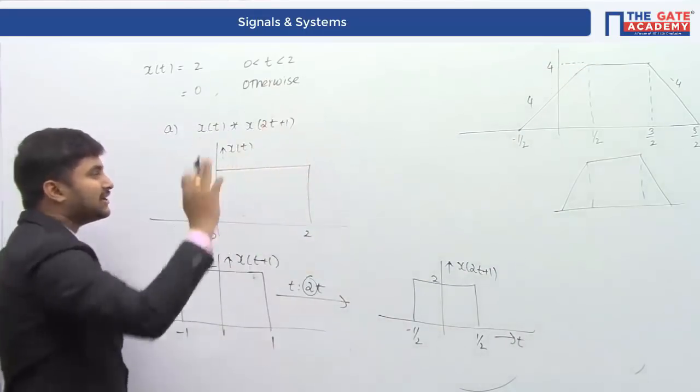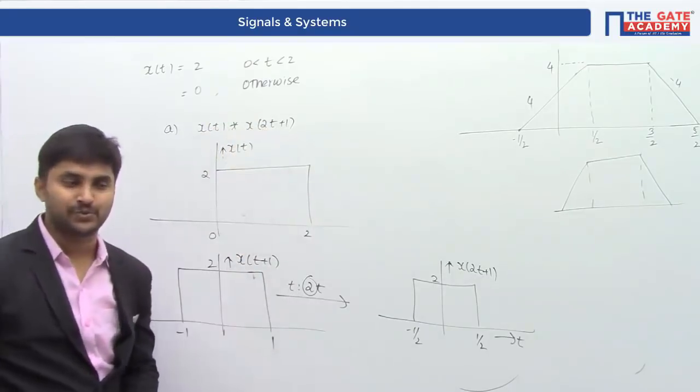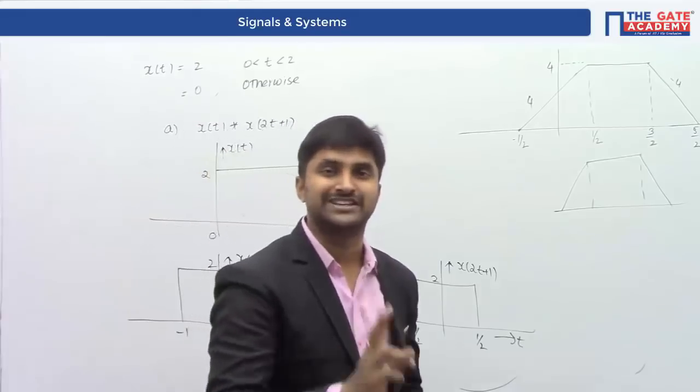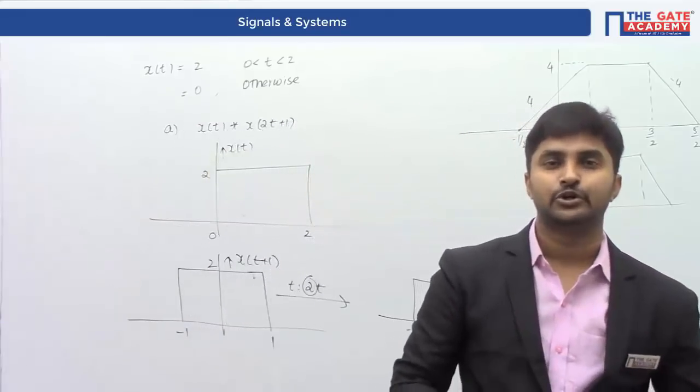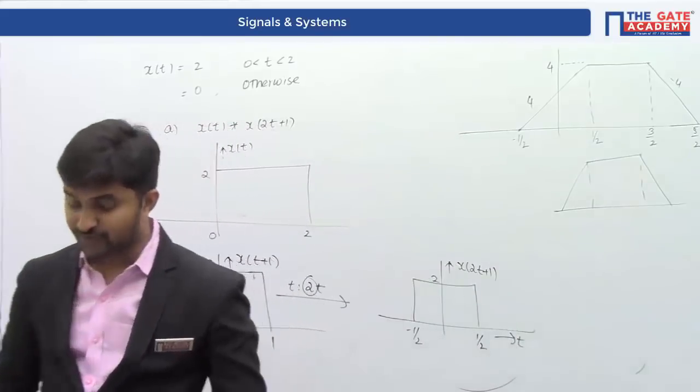So this is the result of convolving the two signals x of t and x of 2t plus 1. Is it clear? Now let us go for the next question.